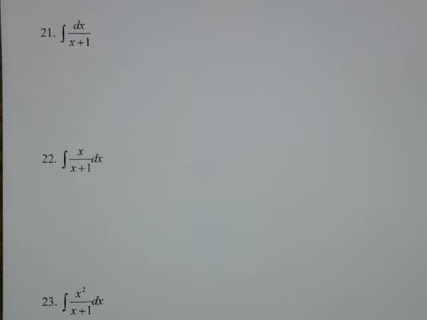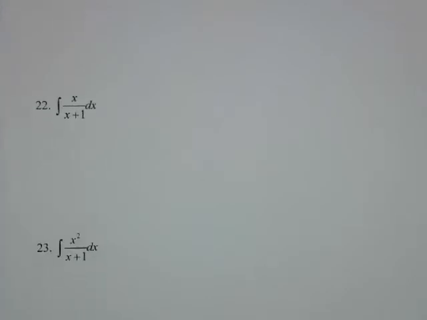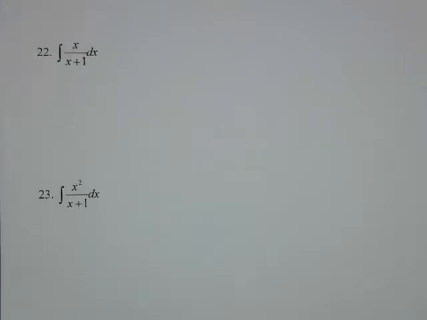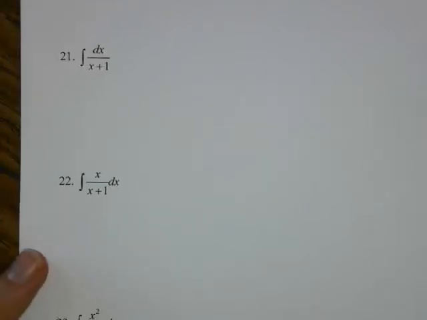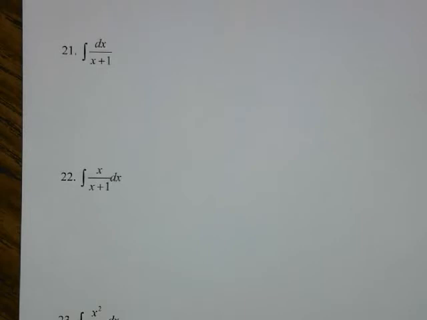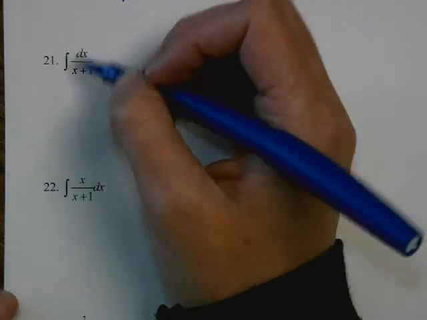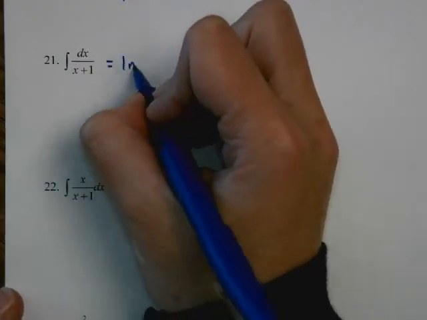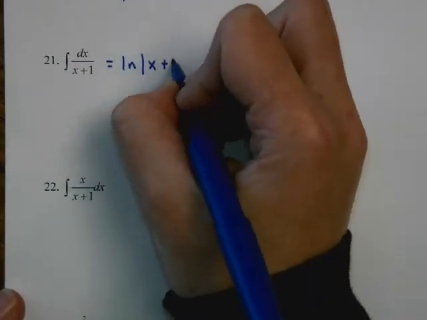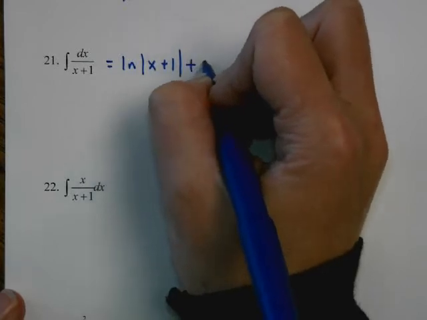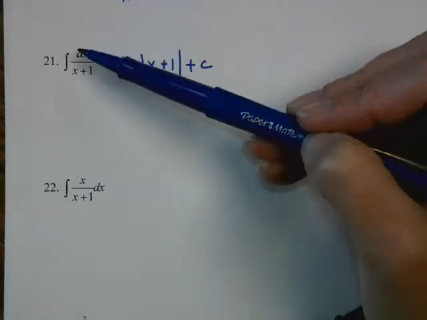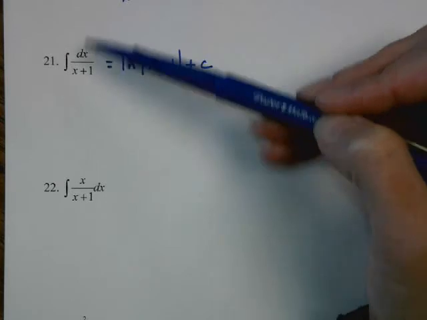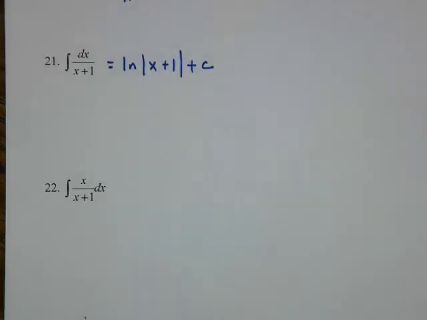Now these next three, we've got 1 over x plus 1, x over x plus 1, and x squared plus x over 1. The trick here is they all look very similar, but how we're going to handle them is going to be a little bit different. For this first one, this is simply just going to be the natural log of x plus 1 plus c, because this is just 1 over x, but with a plus 1.